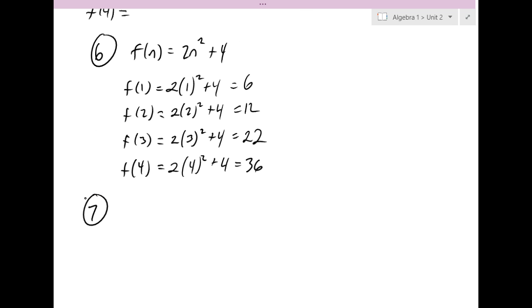Okay, let's look at 7. For 7, they give us the first term. F of 1 equals 3. All I want you to do with 7 is talk in your groups for 30 seconds. How would you write number 7, which is f of n equals f of n minus 1 squared? How would you say that in words? That's what I want you to discuss right now.